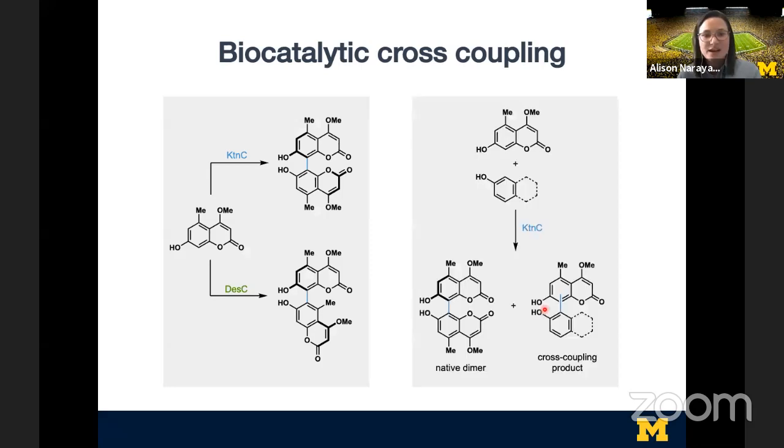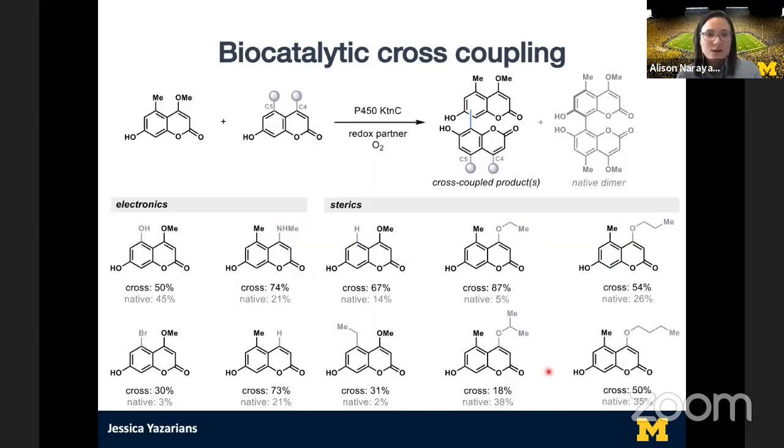So from this point, our next challenge was thinking about if you can go away from dimerization to using these catalysts to do cross-coupling type reactions. And so Jessica Yazarians in the lab first tested out this concept. And here the challenge is that you're always fighting the native reaction, which is this dimerization. But she found by controlling the stoichiometry of the coupling partner, we're able to access cross-coupled products to make a range of biscoumarin compounds.